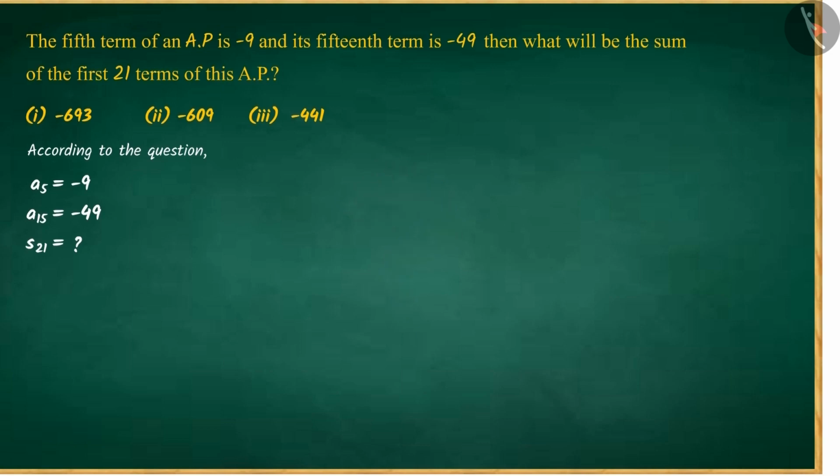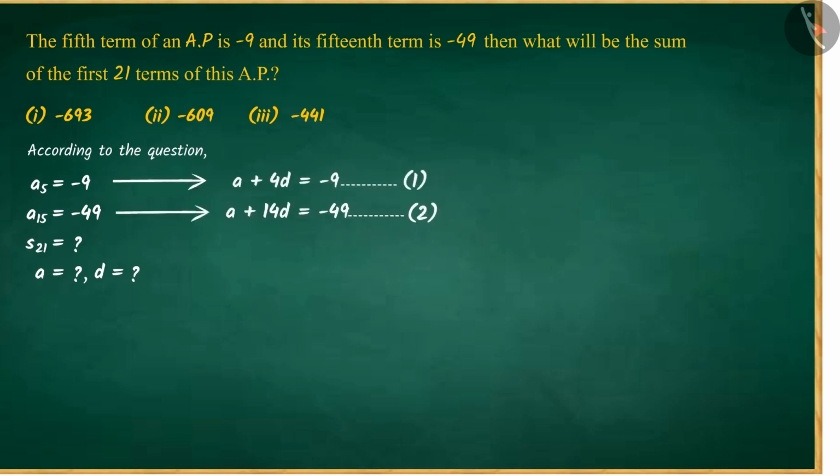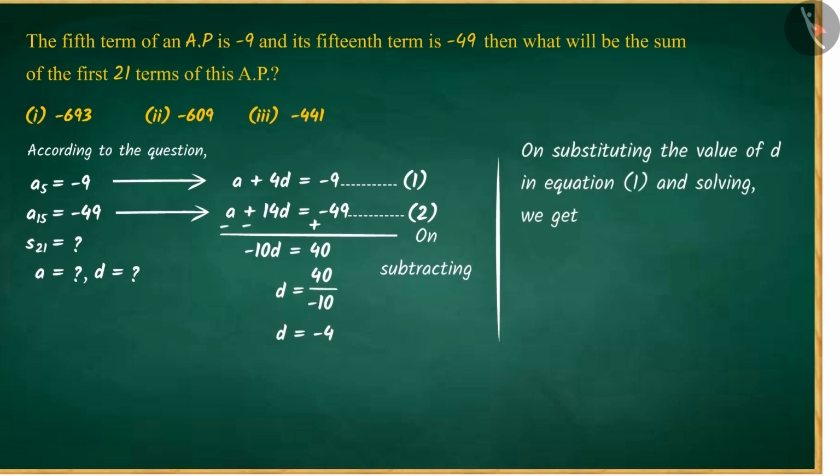To find the sum, we need the first term a and the common difference d of the arithmetic progression. If we write the fifth term, that is a5, and the 15th term, that is a15, this way, then we get equations 1 and 2. Subtracting equation 2 from equation 1 gives us d as -4. By substituting the value of d in equation 1, we get the value of a equal to 7.